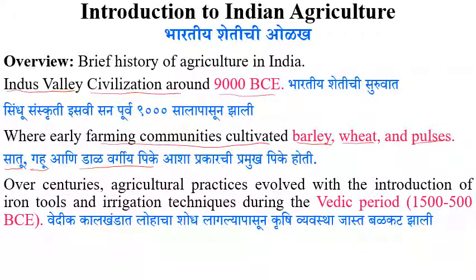Over centuries, agricultural practices evolved with the introduction of iron tools and irrigation techniques during the Vedic period, 1500 to 500 BCE was the period. From that time Indian agriculture took the step towards modernization, or what we call progression.